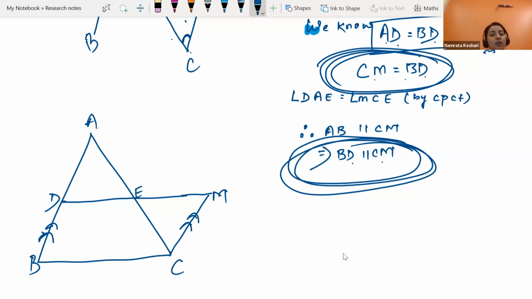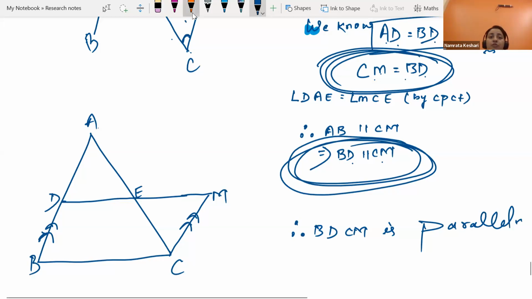If I say only parallel, there can be confusion. If I say only equal, there can be confusion. But I am saying BD and CM are parallel also and equal also. So that can be a parallelogram only. Am I making sense? Yes, ma'am. Therefore BDCM is a parallelogram. And if it is a parallelogram, then we are done.